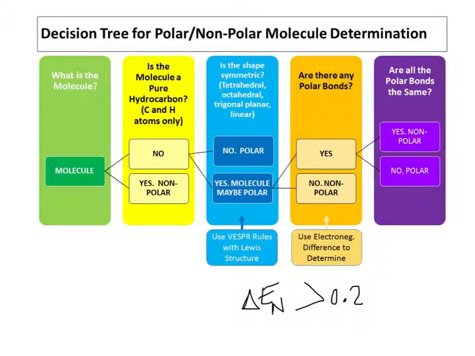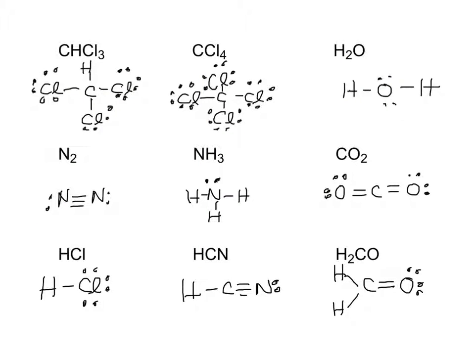If one or more of the bonds are different than the other ones, then there is going to be a polarity. All right, so that should be pretty easy to understand. Let's look at some examples real quick on the other page. Okay, so I drew the Lewis structures for all the compounds listed on the page, and let's quickly go through the rules as we mentioned on the other page to see if we can determine whether or not these are going to be polar molecules.